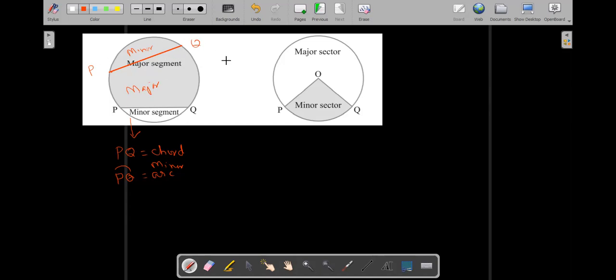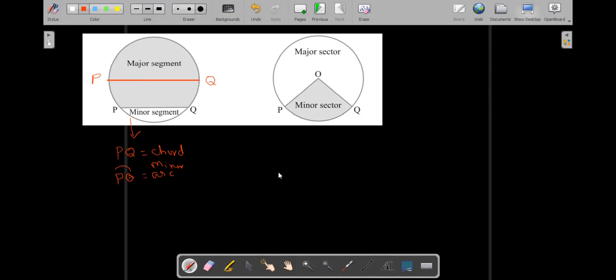This is called a segment. We get the segment by dividing the circle into two parts by a chord. The chord divides the circle into two parts: one is the major segment, the second is the minor segment. But what will happen if PQ is a diameter? Then it is called a region. If it becomes a semicircle, then both the segments are the same.